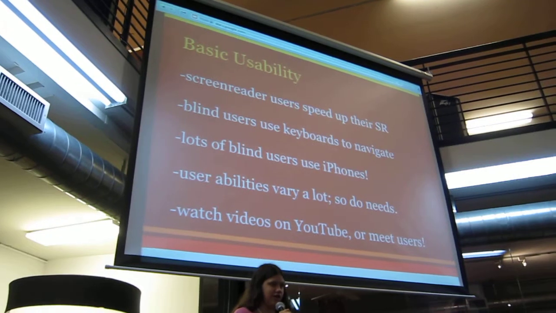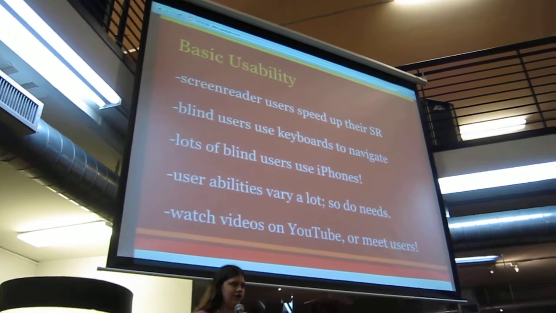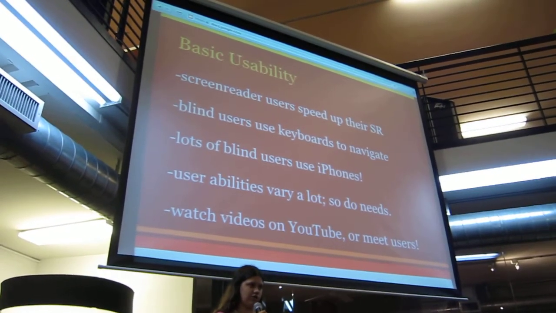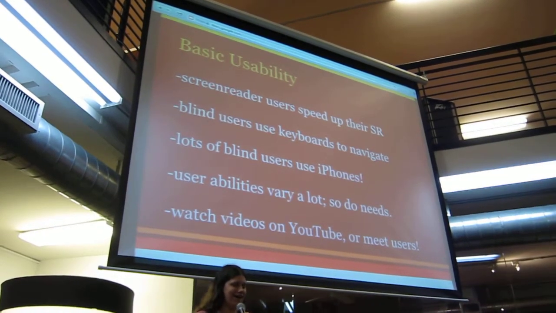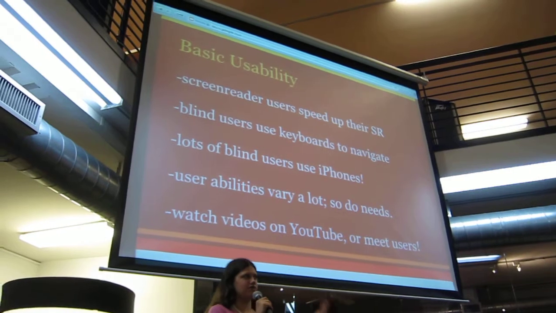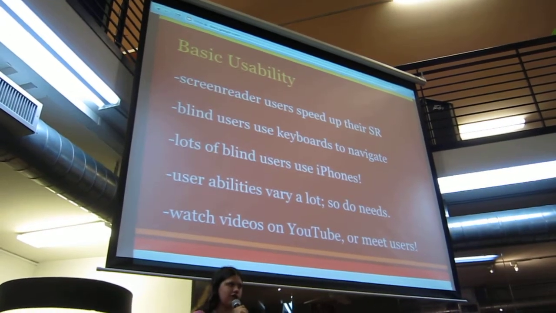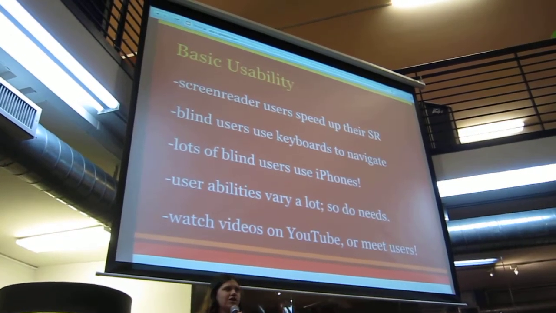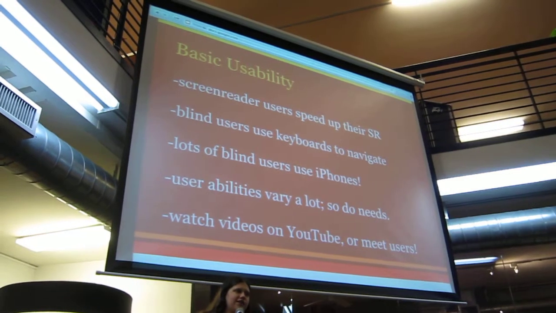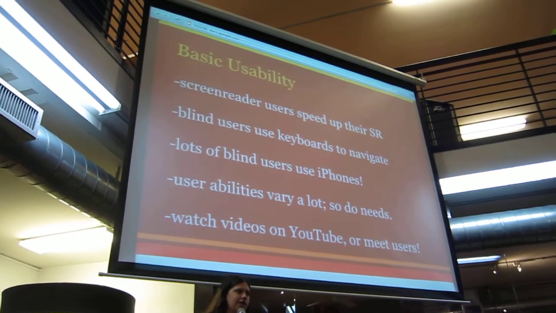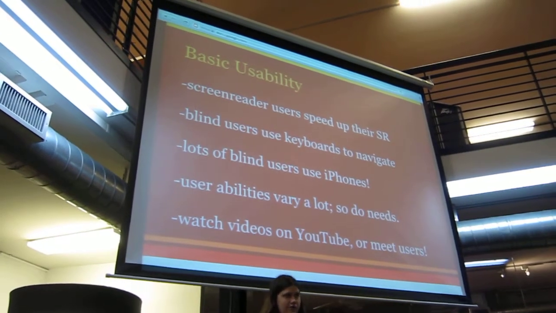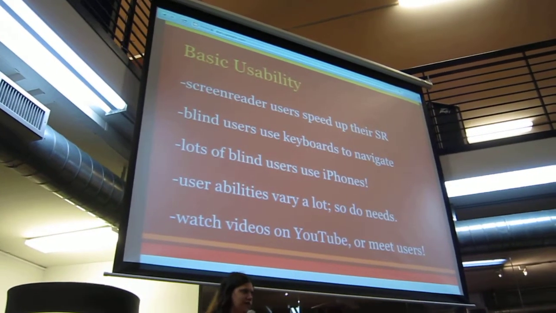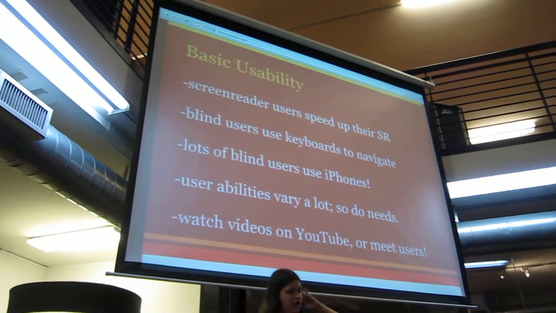Here are some things I'm going to get to about basic usability. First of all, anybody who uses a screen reader all the time speeds up their screen reader, so it talks way faster than a human can. This makes a lot of sense because the screen reader is a very rote mechanical voice, so once you get used to hearing it, speeding it up doesn't make any difference in how you can understand it because it's the same all the time. You can also customize your voices, besides just customizing speed and pitch and other things.